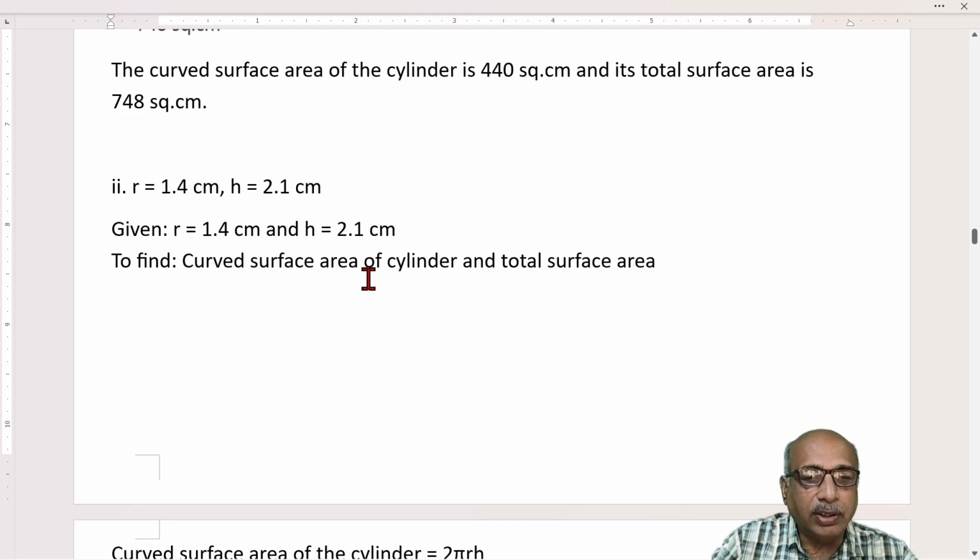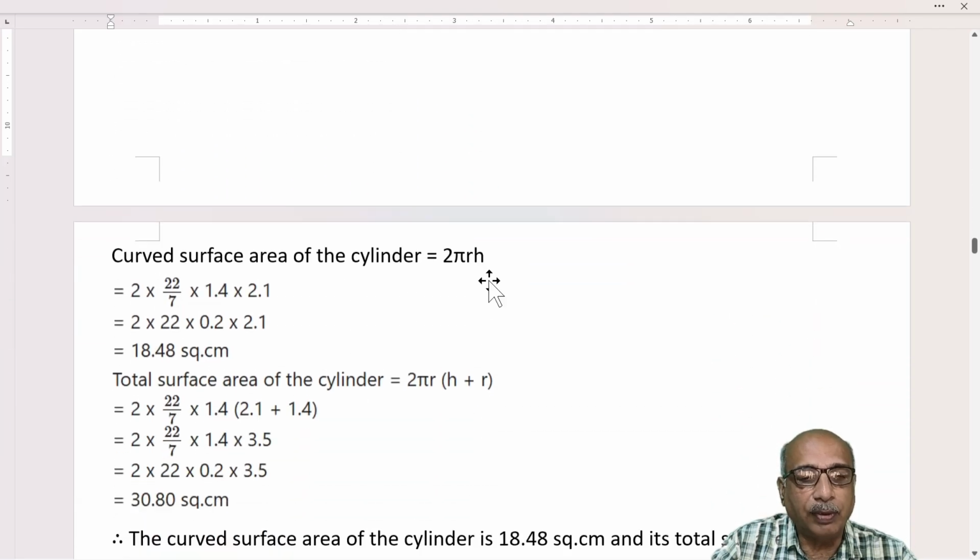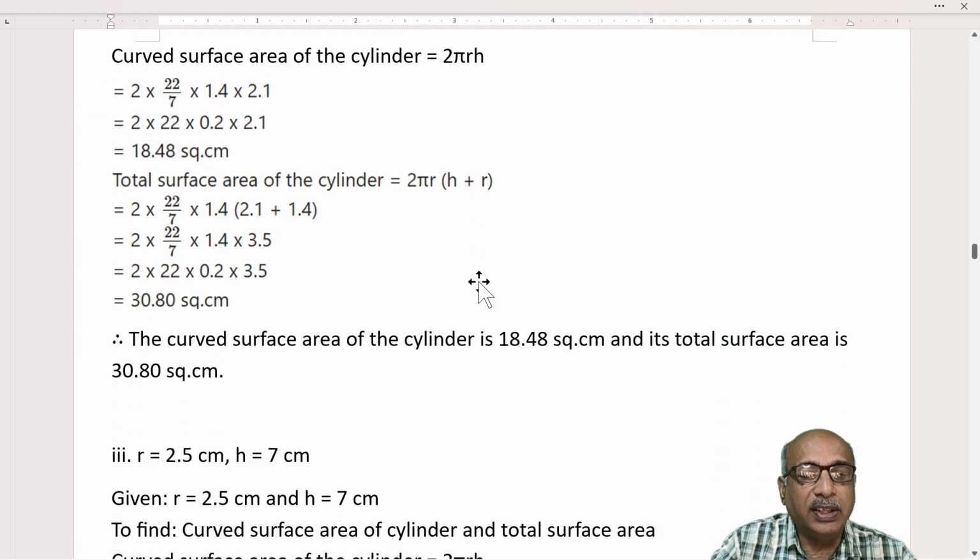Find the curved surface area of the cylinder and total surface area. The formula remains the same. Curved surface area of the cylinder equals 2 pi r h. Substitute the values. Here only the decimal point is there, so you have to do the calculations correctly. 7 ones are 7, 0.2 sevens are 1.4. Else you can apply the method you know to remove the decimal point and simplify. That method is also very correct. And when you simplify, you will get the answer 18.48 square centimeter.